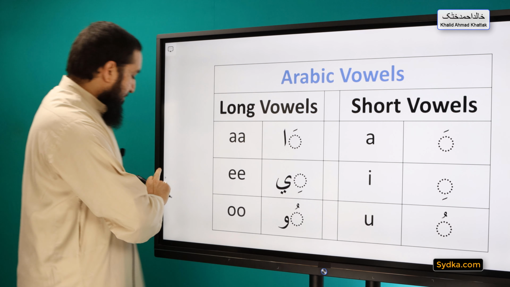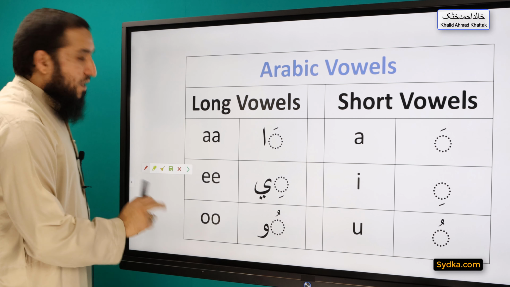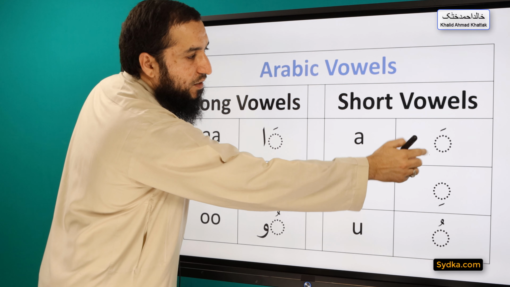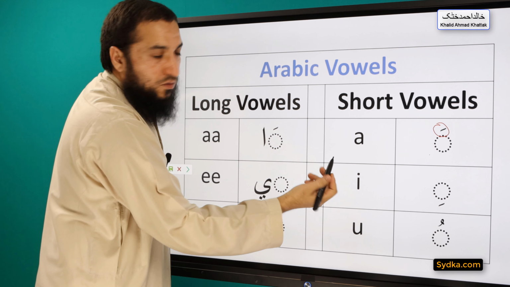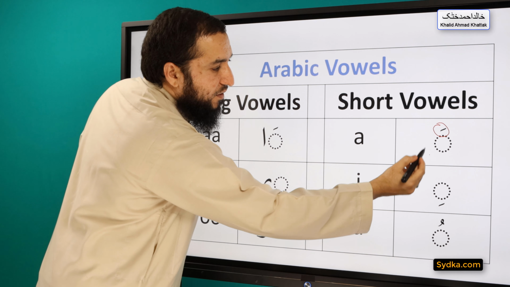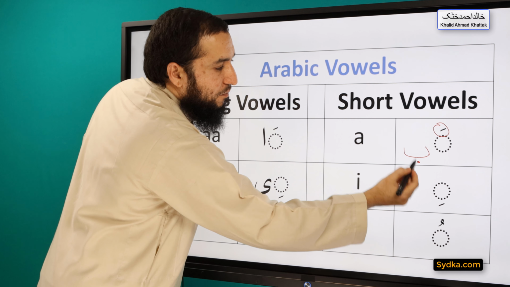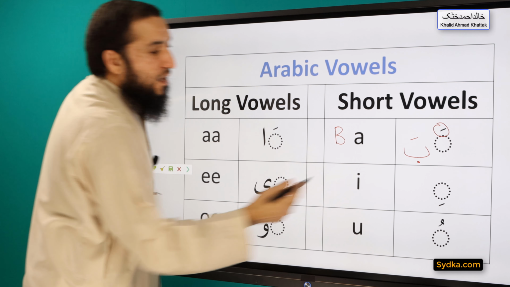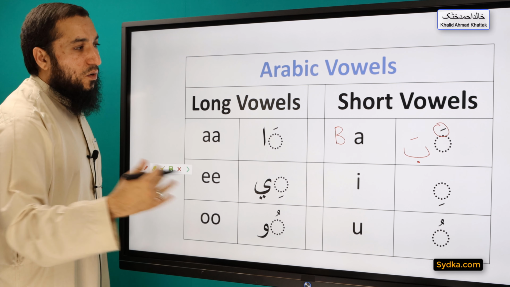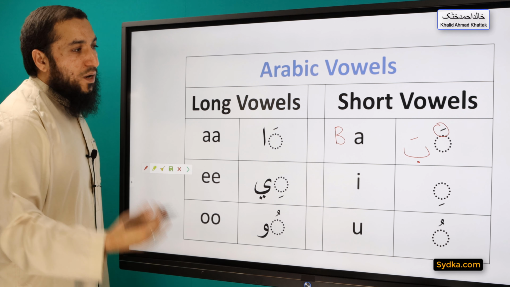If we have any letter and on top of that is fatha, which is a short vowel, for example, ba fatha ba, that will become ba, one count. We prolong that syllable one count.